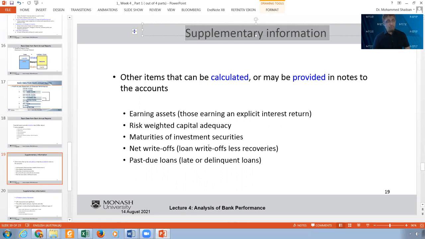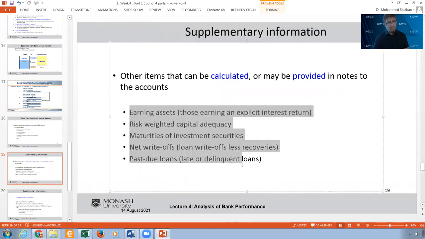We can also have information about our risk-weighted capital adequacy, which is important to see whether we have enough buffers of capital for any losses. This cannot be found in the income statement or balance sheet. Maturities of assets, maturities of loans, the write-offs, past due loans, which is NPLs, all of this information is coming from the supplementary information.